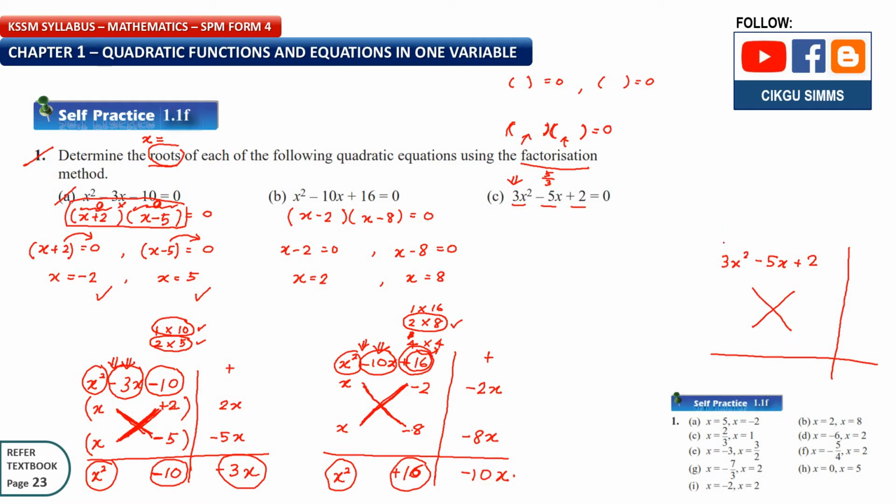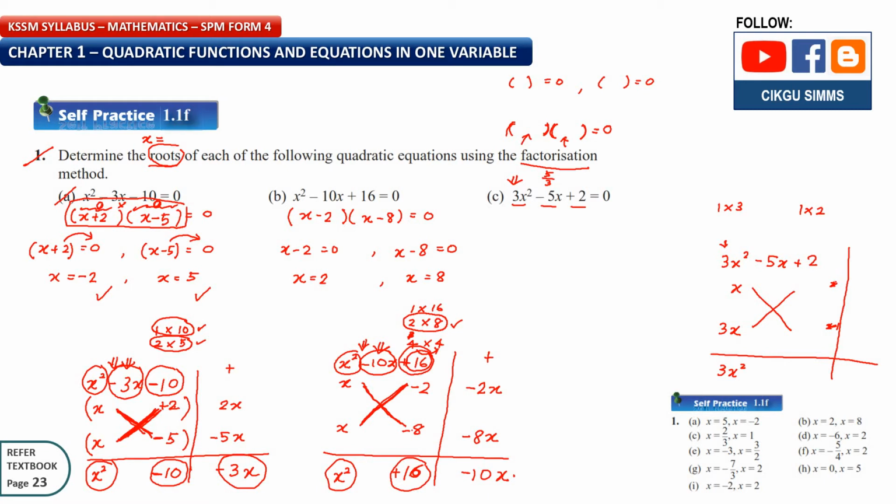So for 3x squared, what is the possible combination of 3? Only one group, 1 times 3, the factors. Yeah, so 1 times 3 only. So 1x times 3x. Okay, you get 3x squared. And the sign is positive. And then for 2, only one possible combination, 1 times 2, right? So you can put 1, 2 here, or 2, 1 here. So which group you need to use? So you need to check.